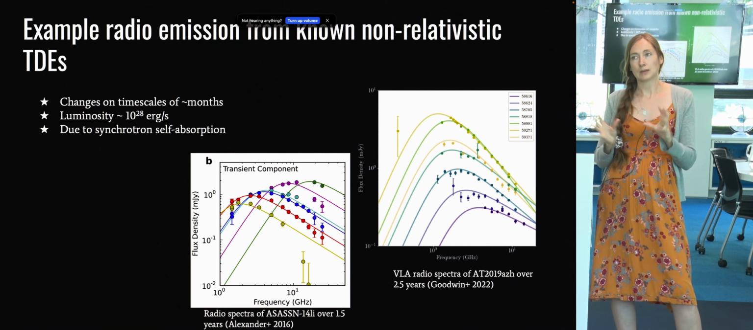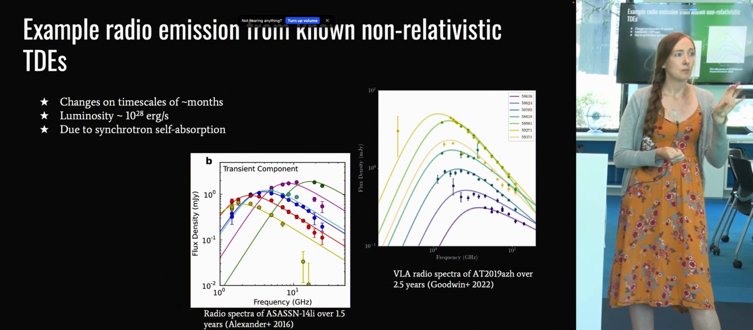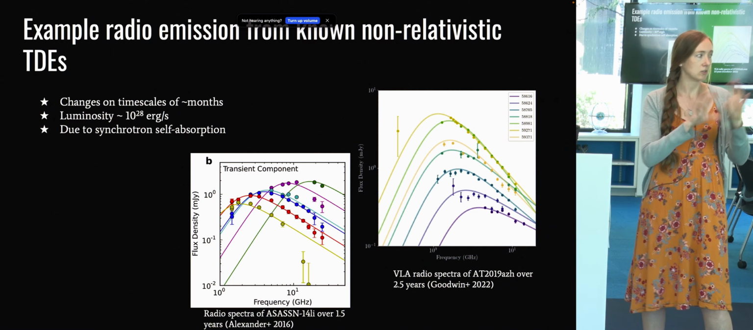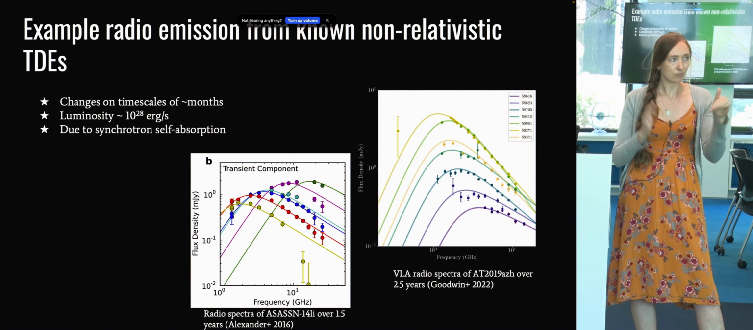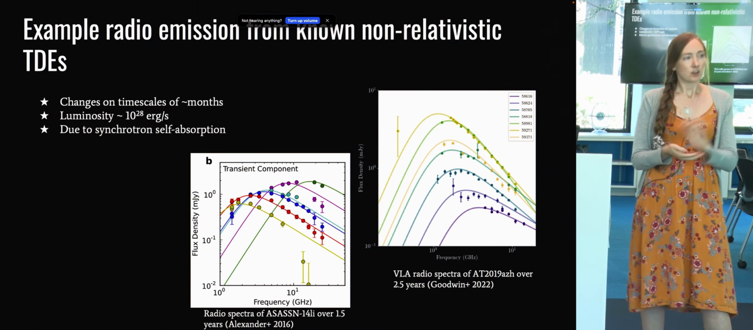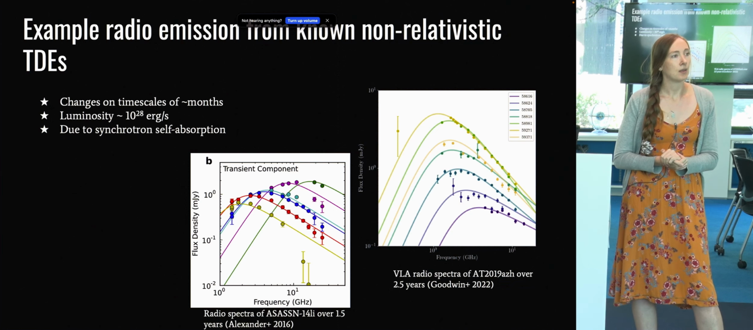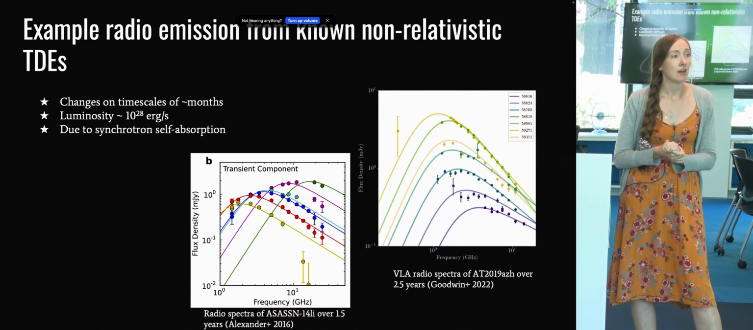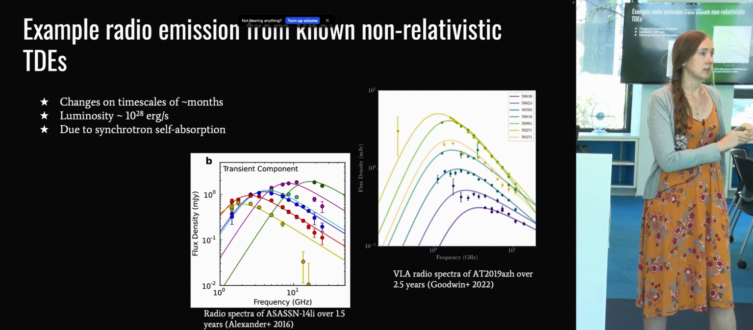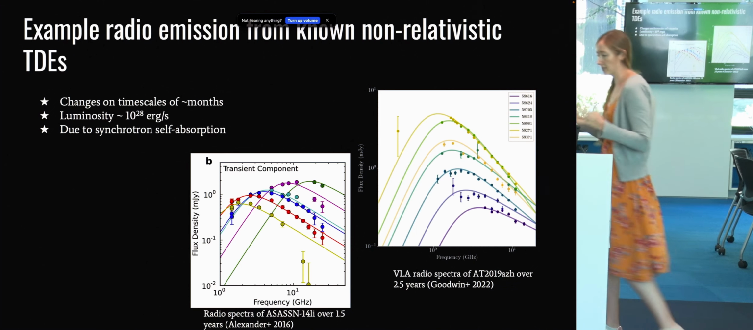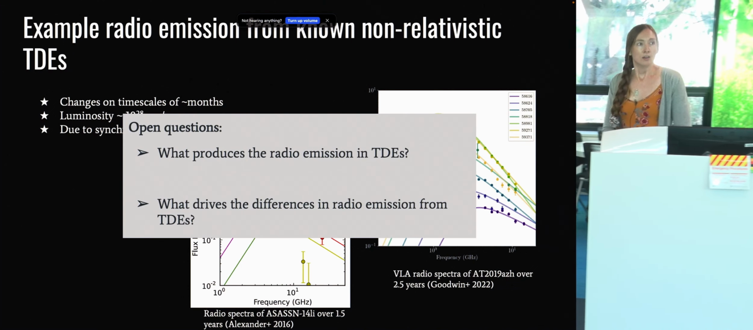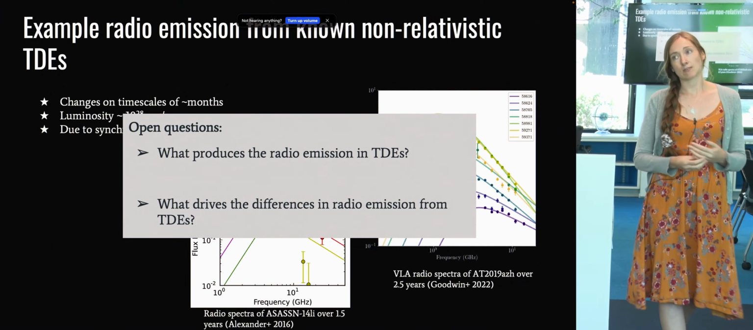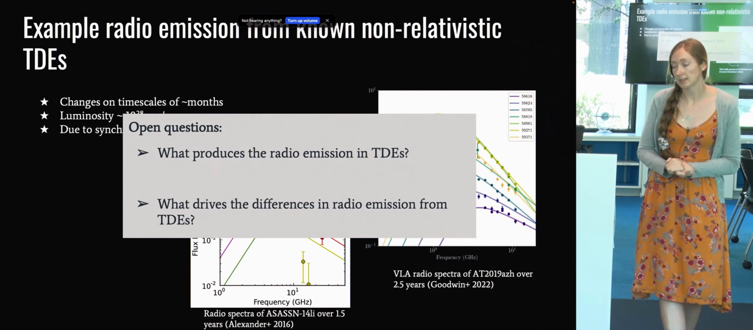ASASSN-14li is a bit complicated because it actually had a radio source before the TDE happened. And so they had to subtract off this host emission, which is like this constant emission, and then they got some transient evolving emission, but the subtraction is complicated and doesn't always work perfectly. But both of these, you can see they have these peaked spectra in the radio, and the peak evolves to lower frequencies over time. And they change on timescales of months. So the open questions are, what is producing the radio emission in TDEs? And what drives the differences in the radio emission we see from these events?